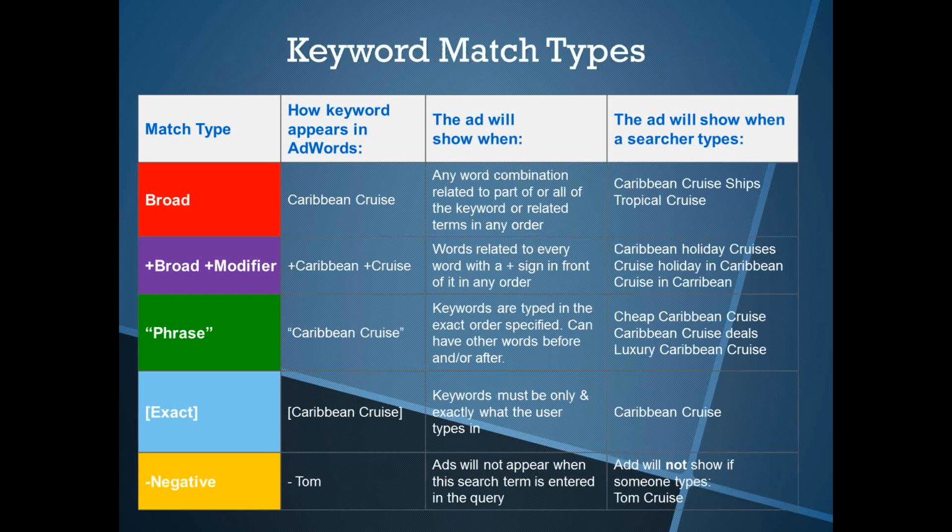So there's different match types you can also use once you pick your keyword list. So if you want to show up for Caribbean cruise, because that's what you're offering with your cruise service, there's really five different options that you can use for keywords.